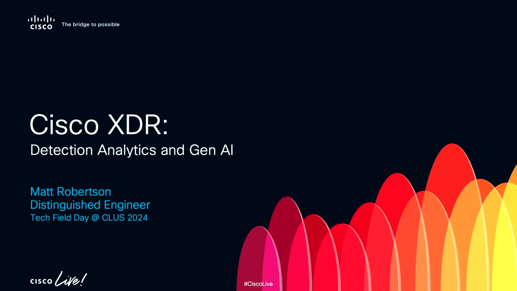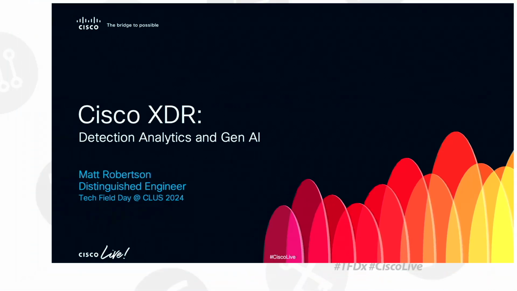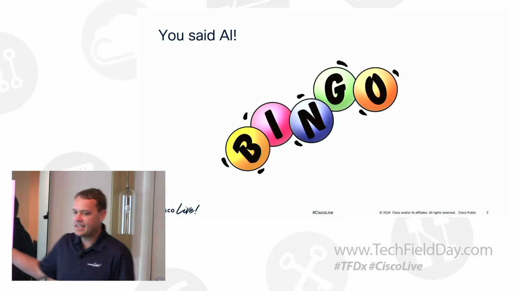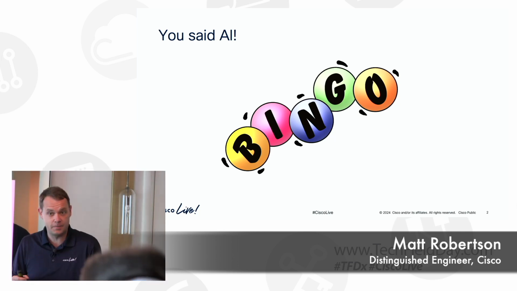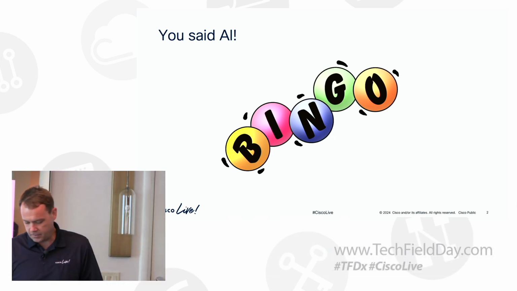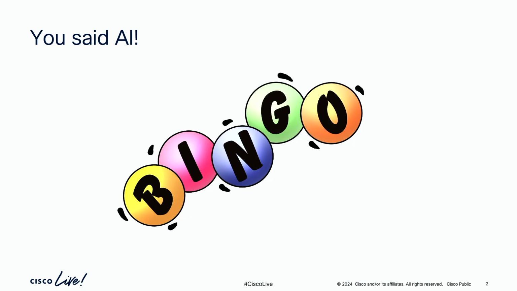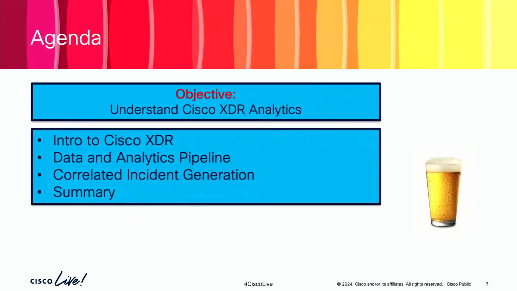I'm here to talk about Cisco XDR, specifically the detection analytics and the Gen AI piece. I know that a lot of people like to talk, so I'm just going to say I said AI right out of the gate. That's been an award for me. I'll also put it right in the title of the thing. There you go. So you can all pick on me for identifying that out of the gate.